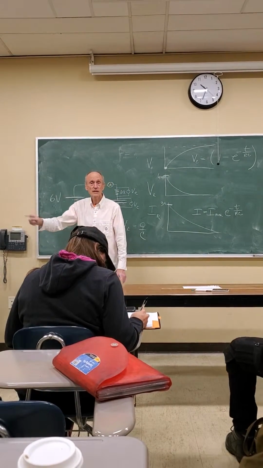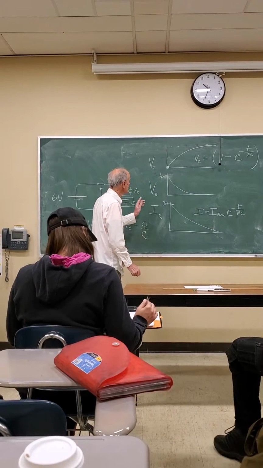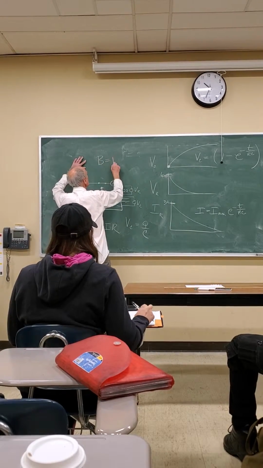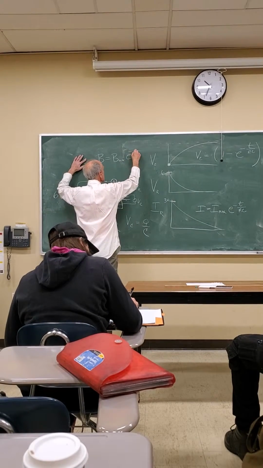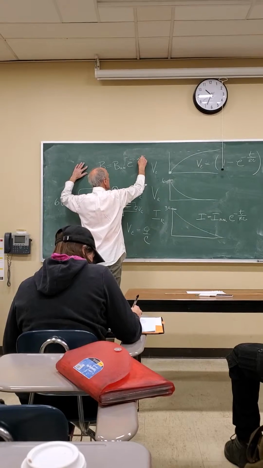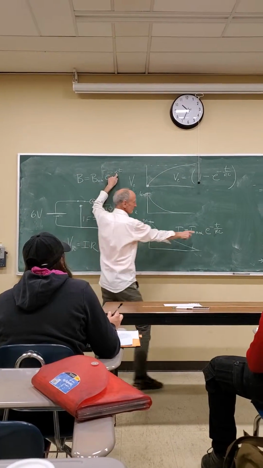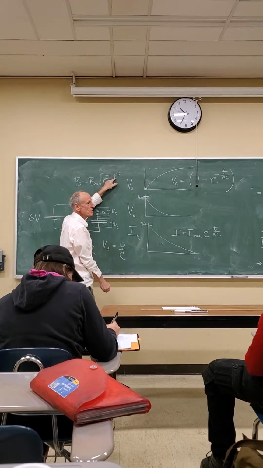So there's a problem in the assignment where you start out with a field which is B max e to the minus alpha t. So what is alpha? Alpha is just this inverted, right? The alpha could be 1 over RC.